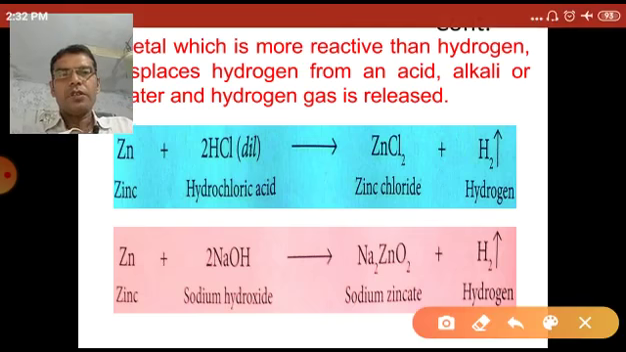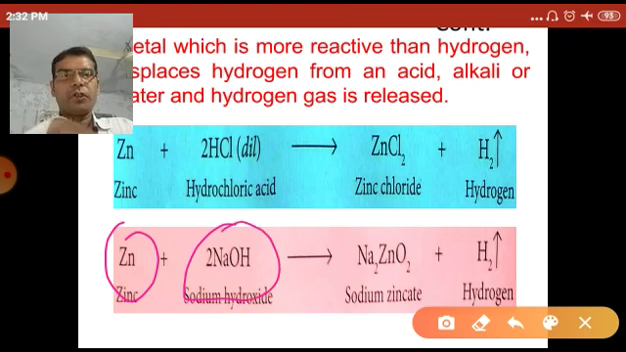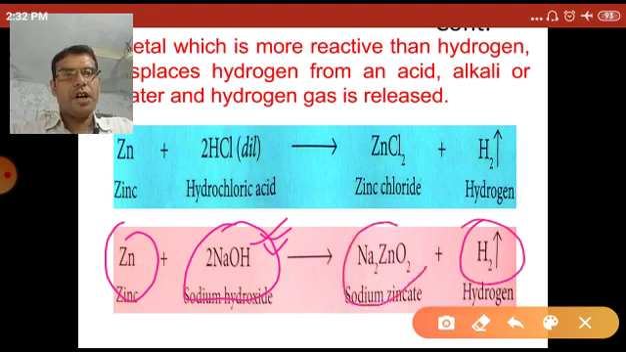when zinc granules are added to a dilute solution of sodium hydroxide, which is a base, they release hydrogen gas and form a salt, sodium zincate, Na2ZnO2. So zinc is an amphoteric element and zinc is also more reactive than hydrogen, so it displaces the hydrogen from acid and base and releases the hydrogen as a gas, because zinc is more reactive than hydrogen.